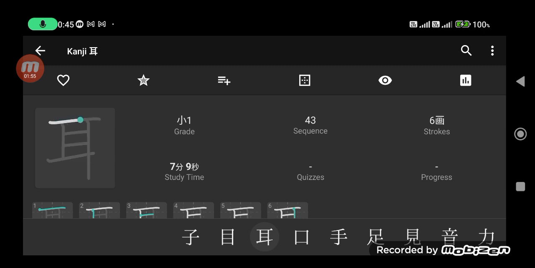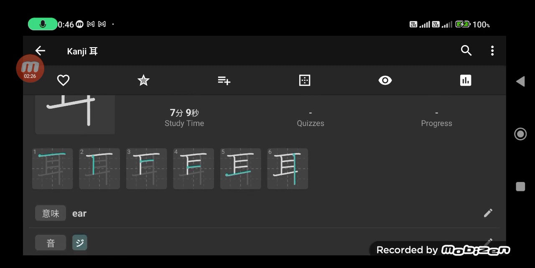So for the kanji meaning ear, it's 6 strokes, and it is done in this way: 1, 2, 3, 4, 5, 6. Again, minasan, 1, 2, 3, 4, 5, 6. And one last time: 1, 2, 3, 4, 5, 6. If you have a kanji practice writing sheet, the methodological way of doing the kanji strokes and the order is presented here, and you can follow.